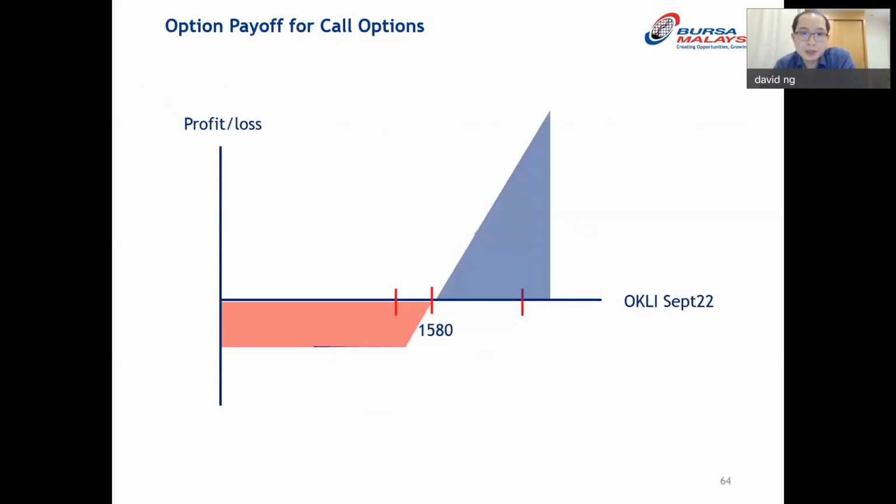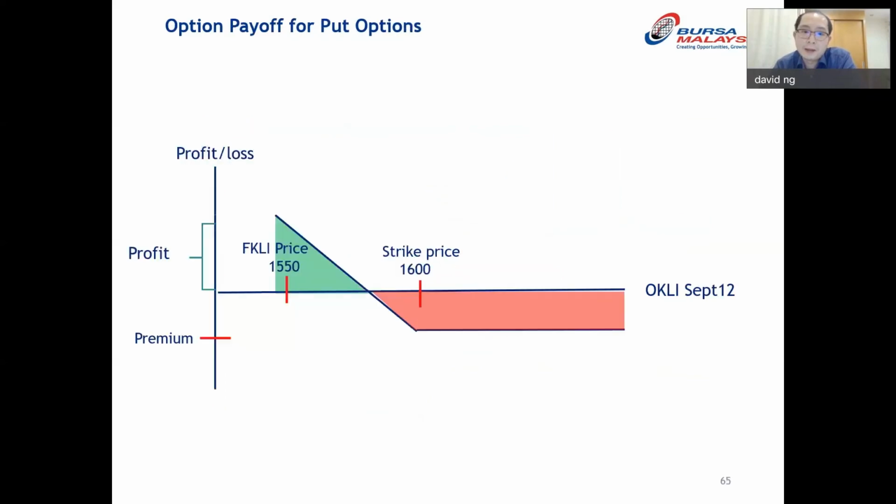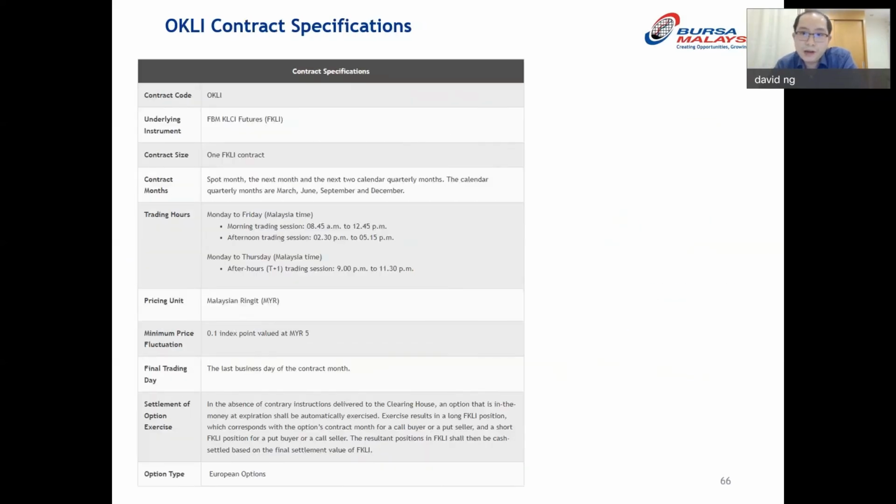So put options, these are all the payoff diagrams. Again, I'm not going to go too deep. Now, one of the benefits of using options is that the potential profit is great, but the potential loss is limited. That's why options is attractive to a certain extent. So OKLI and OCPO, they are all listed contracts on Bursa Malaysia. You can get the contract specification that's available on the website. You can go through it.